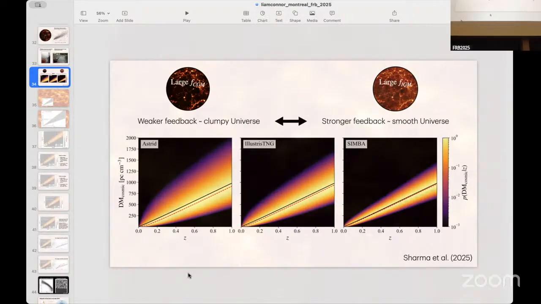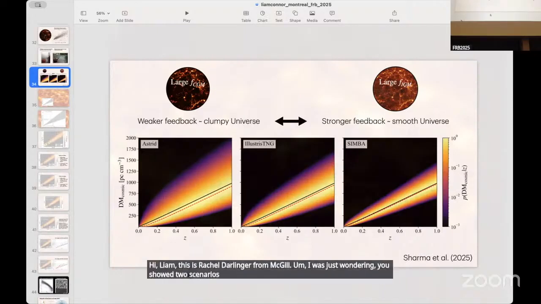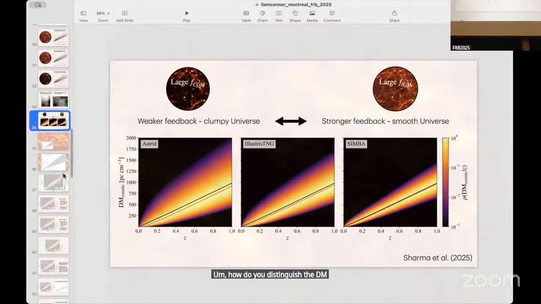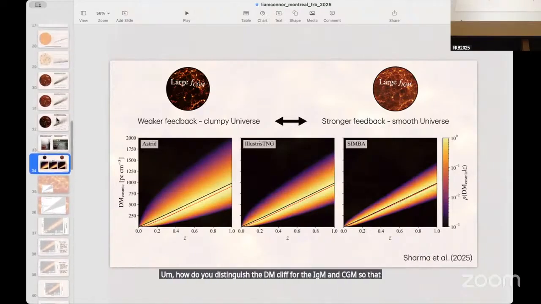Hi, Liam. This is Rachel Darlinger from McGill. I was just wondering, you showed two scenarios with a DM cliff. How do you distinguish the DM cliff for the IGM and CGM so that you preferred one over the other?